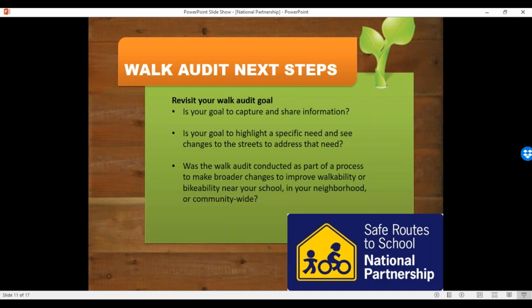When thinking about what to do next with your walk audit observations, start by remembering why you decided to conduct a walk audit in the first place. What was your goal? Next steps will vary depending on what your goal was. Some goals to consider could be capturing and sharing information, highlighting a specific need, contributing to a larger improvement process.